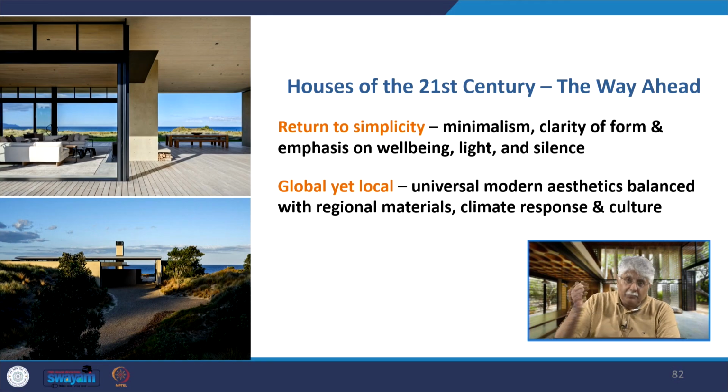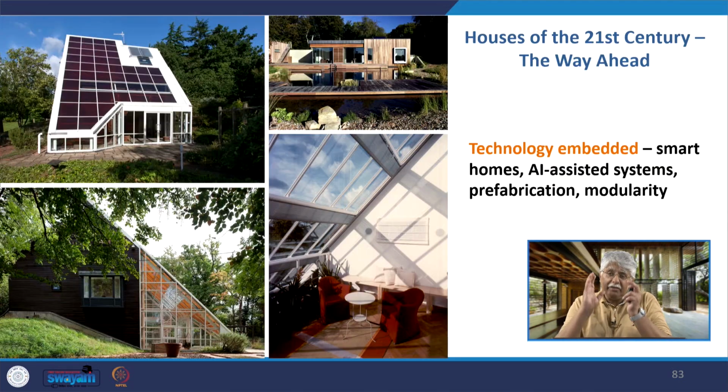There is a return to simplicity, the whole idea of the coming back of modernism with minimalism, clarity of form, emphasis on light, on silence. It is global yet local. Universal modern aesthetics are balanced with regional materials, climate response and culture. With the last statement, it also seems that there is a connect between some part of neo-modernism and critical regionalism. And then there is technology embedded in these houses. There are smart homes which are AI assisted, and have prefabrication and modularity in them.